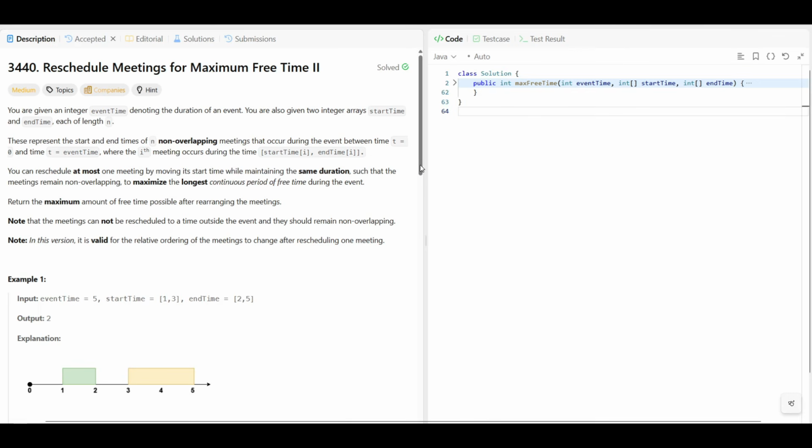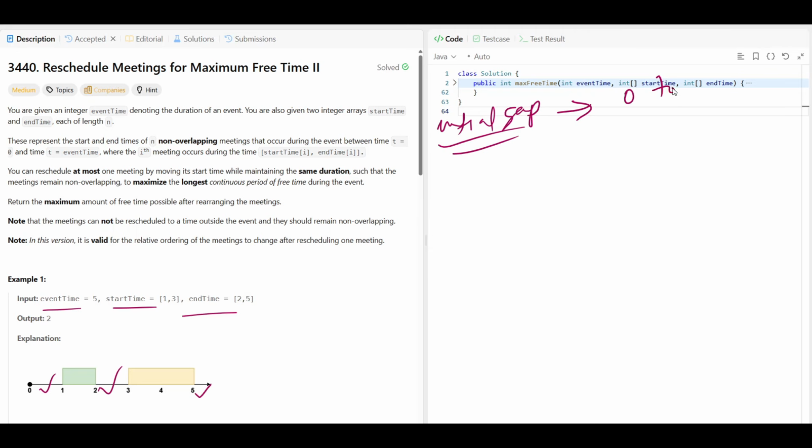What is happening? Let's think that we have the given event times, the start and the end, right? If we take the initial gaps, what are the initial gaps? Where do they start from? You can see here it is 0 to 1, and we have 2 to 3, and then 5 to 5. That means we have 3 gaps. The gaps are 0 to 1, which is 1, then 2 to 3, which is also 1, and then 5 to 5, which is 1, right?